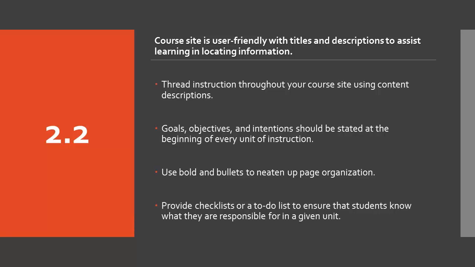The next part of this goal is course site is user-friendly with titles and descriptions to assist learning in locating information. Providing threads of instruction and descriptive text on course components provides learners the guidance they need to navigate from one area of your course to the next. Remember, just as in a face-to-face class, if you pass out a chapter of a textbook, learners would need your goals, objectives, and intentions for that chapter specified to them to uphold the expectations for their learning. Without your presence and guidance throughout the course, online learners struggle to make sense of the content that has been displayed to them. So, some recommendations for fulfilling this goal.